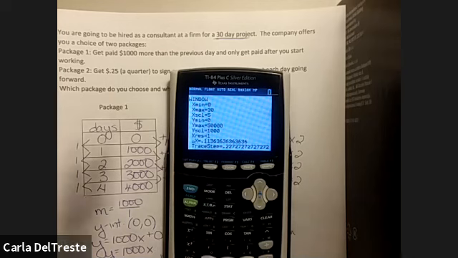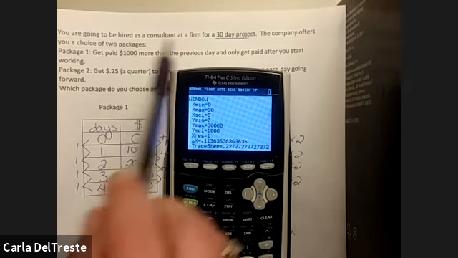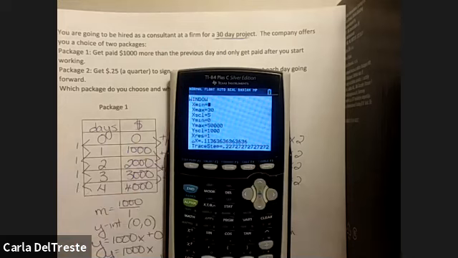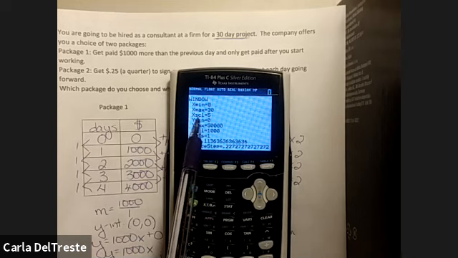So am I going to work for negative days? That doesn't make any sense. So I'm going to start my x min at 0. I'm only going to have this job for 30 days. So my x max is going to be 30. The scale can be whatever you think is appropriate. So I set the scale here at 5.